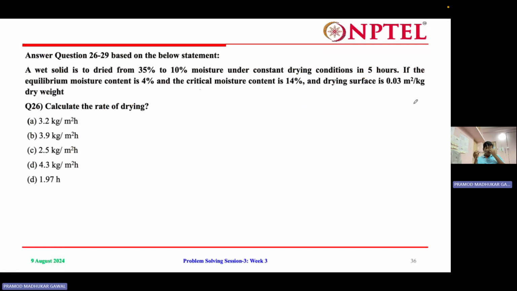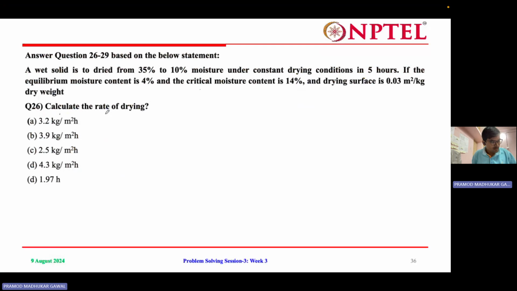So A by W is given, right? The first question is to calculate the rate of drying. So here we have to calculate the NC. But the moisture content given is on a wet basis, so I have to convert it into the dry basis.